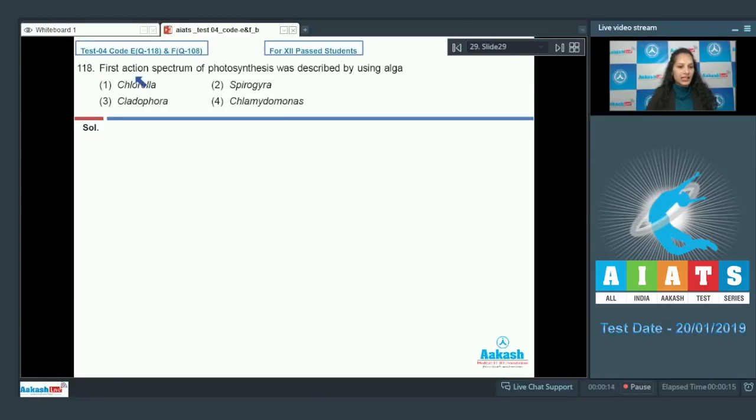Question number 118. First, action spectrum of photosynthesis was described by using alga. First option, chlorella. Second, spirogyra. Third, cladophora. Fourth, chlamydomonas. The first action spectrum of photosynthesis was described by T.W. Engelmann, and he used an alga called cladophora. So cladophora is a green alga which was used by T.W. Engelmann for his experiments, and he described the first action spectrum of photosynthesis. So the correct option for the given question is option number 3. Let's move on to the next question.